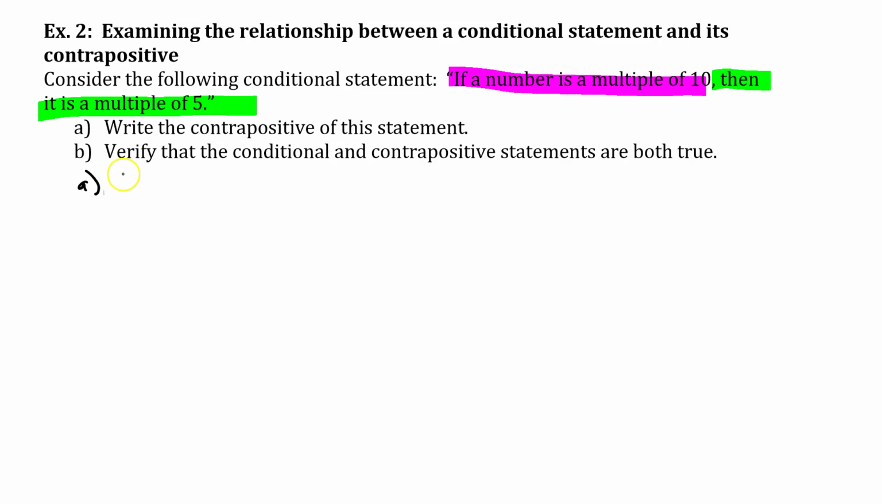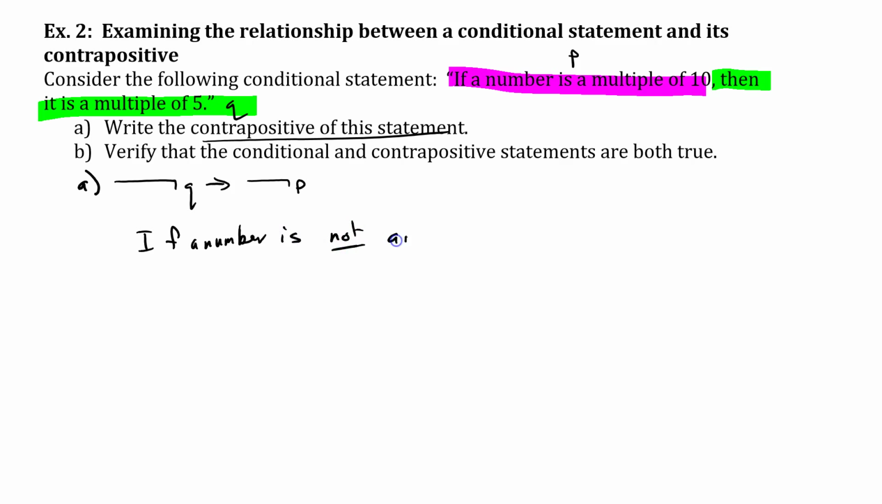So A, write the contrapositive. We know that this is P, this is Q. So the contrapositive is not Q implies not P. So that means if a number is not a multiple of 5, then it is not a multiple of 10.